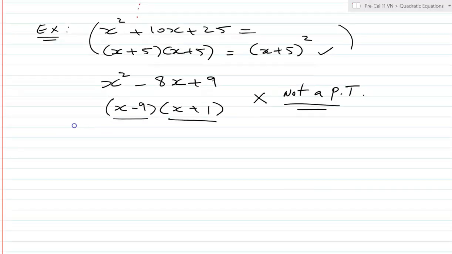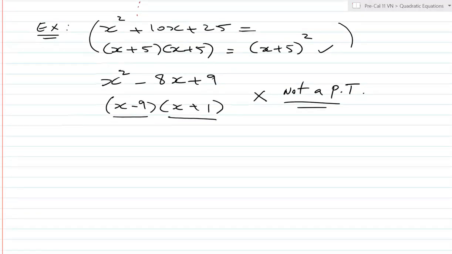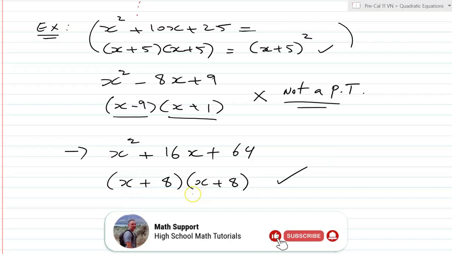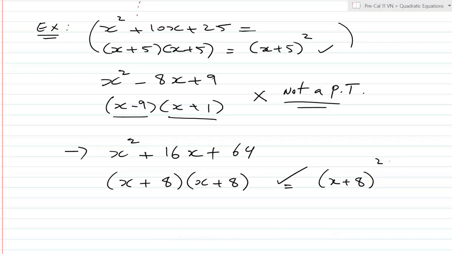All right, let's do another one. x squared plus 16x plus 64. Is that a perfect square trinomial? Well, let's factor: x plus 8, since two numbers you multiply to get 64 and add to get 16 have to be 8 and 8. Well, it is, because these two are the same, and we can rewrite that as (x + 8) all squared. So you get the point.